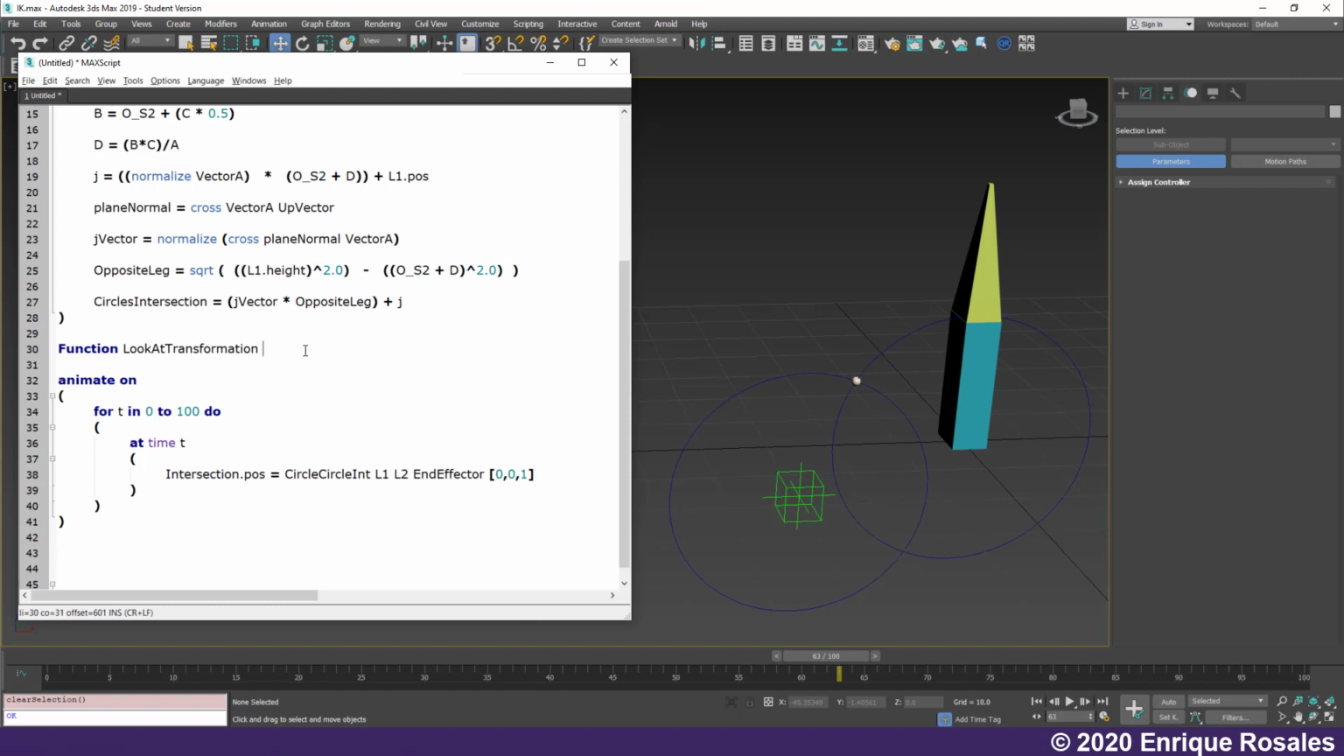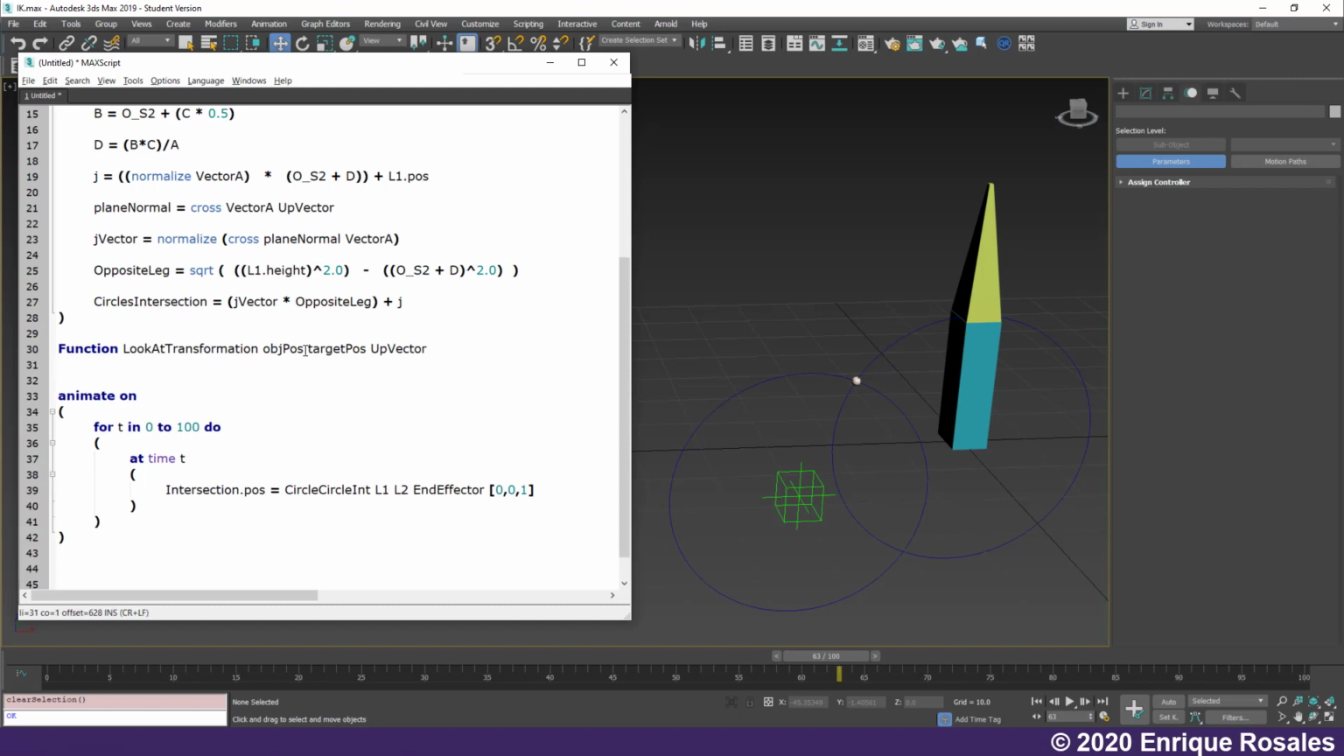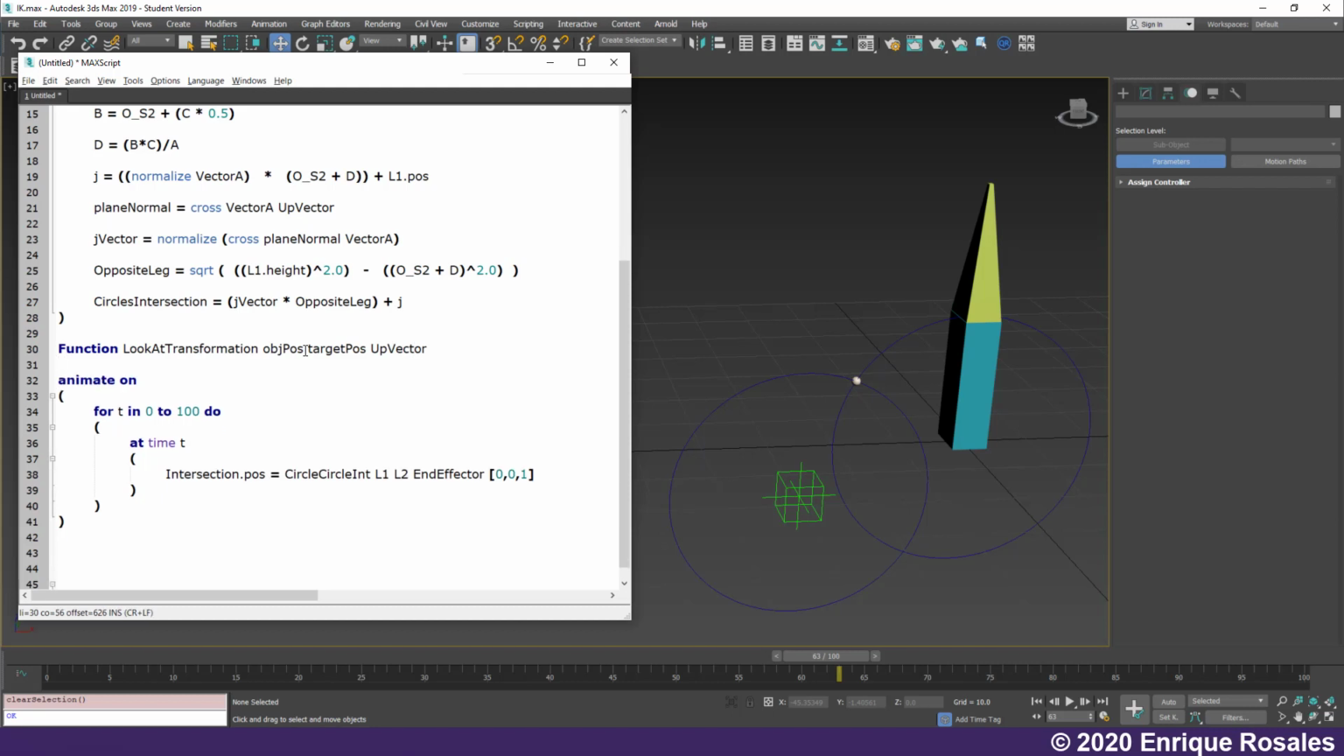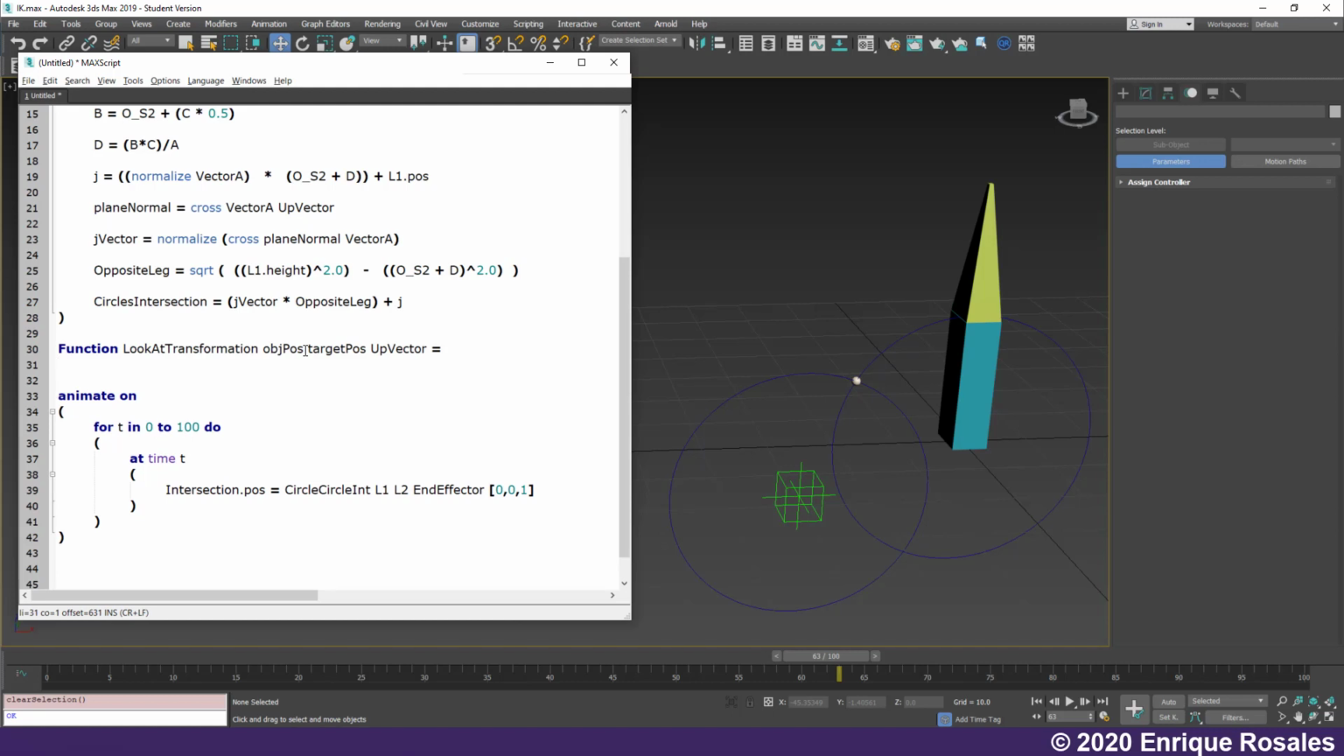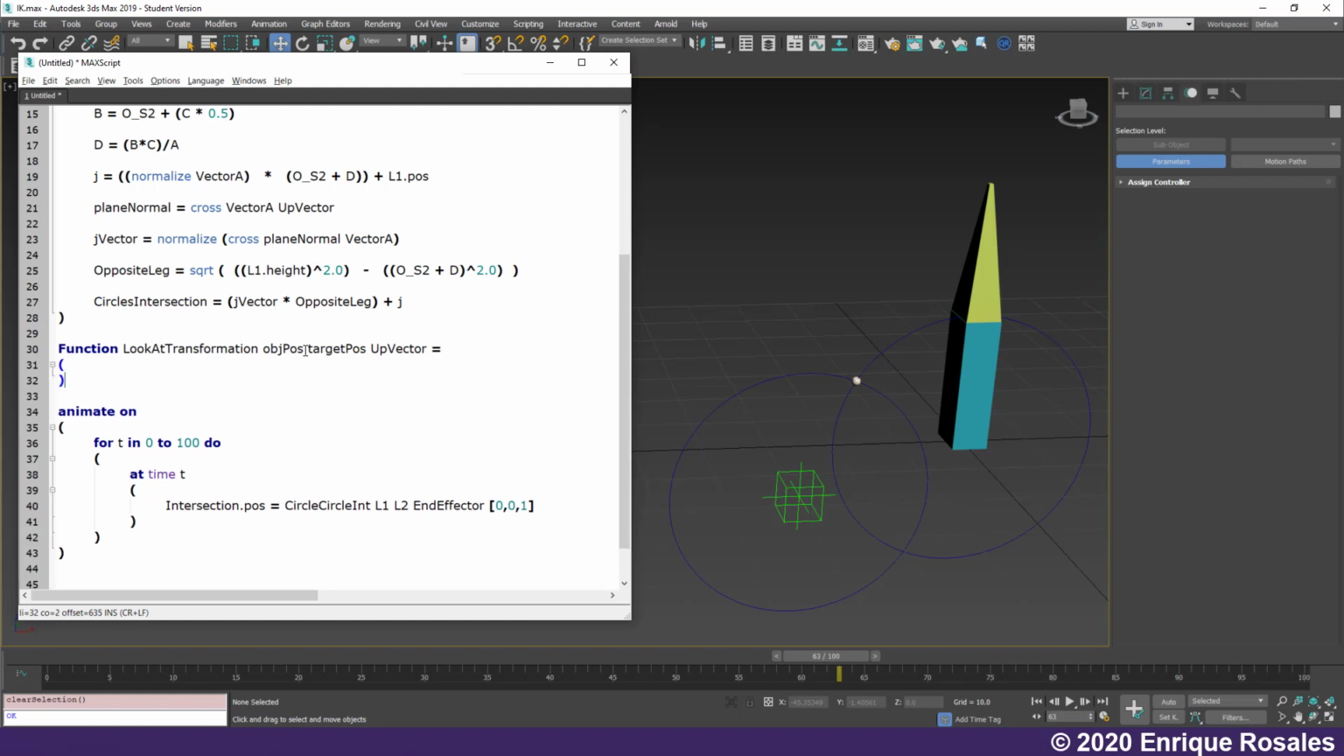Okay, so we will send 2 positions, right? The position of the object and the position of the target. So we can say something like obj pos and target pos, right? And we need to send also an up vector. Yes. Okay, so this is a function.